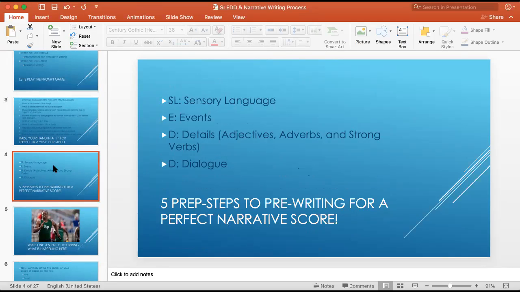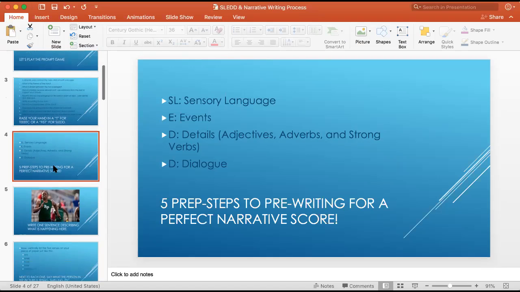As funny as it is, they have a blast getting that in their heads. Sensory language, events stay the same, details and dialogue. And then I explain what each of those are as we go through this PowerPoint.